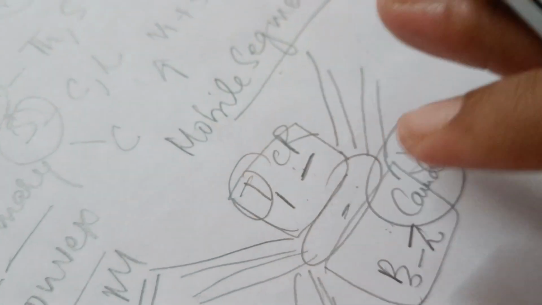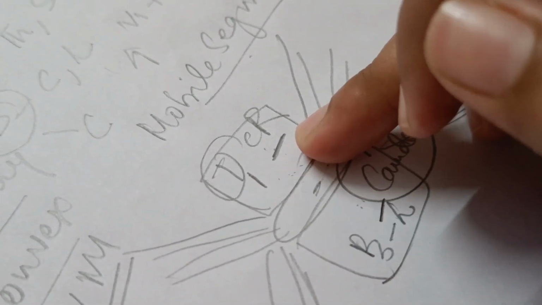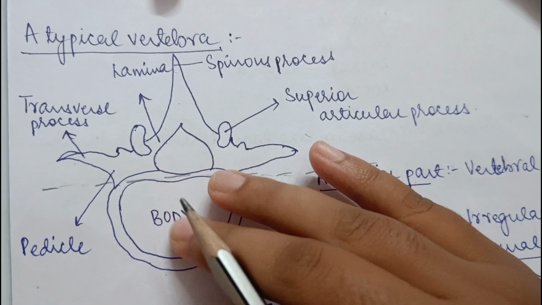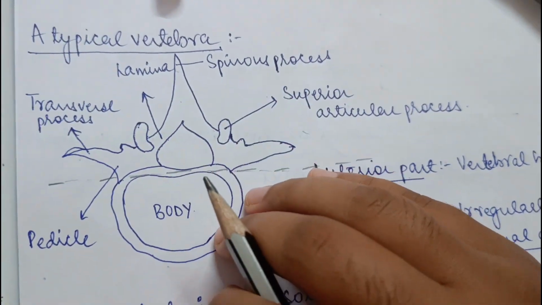So movements, whenever we'll be talking in this chapter, the movements of the vertebral column will be named by the cranial vertebrae and not the caudal vertebrae. Now next we'll be studying about a typical vertebra. The introduction part includes a typical vertebra. Always make a diagram so that it's easier and more presentable in your answers.